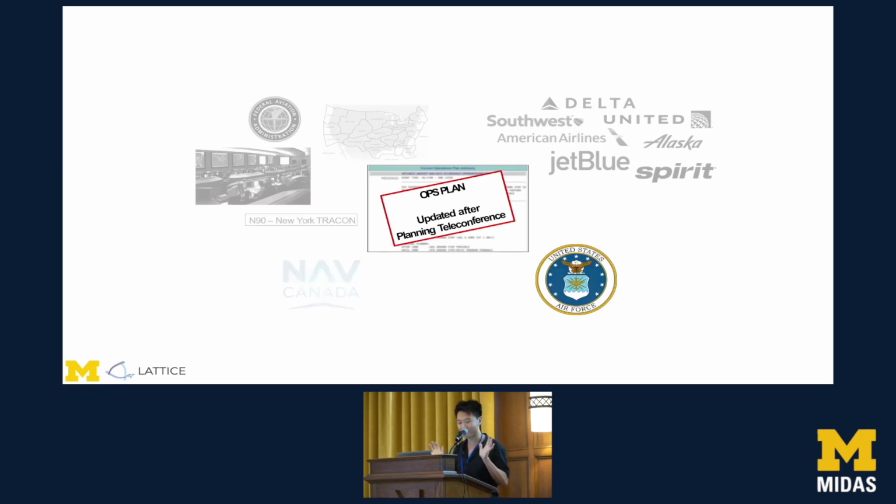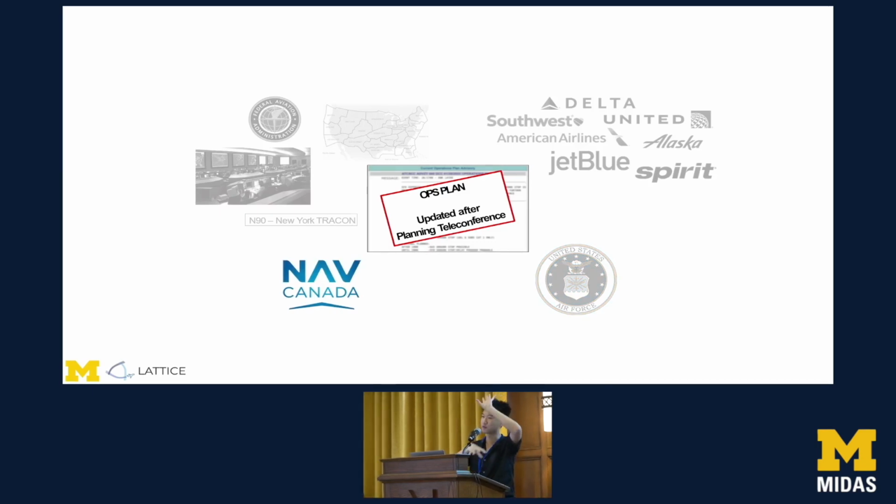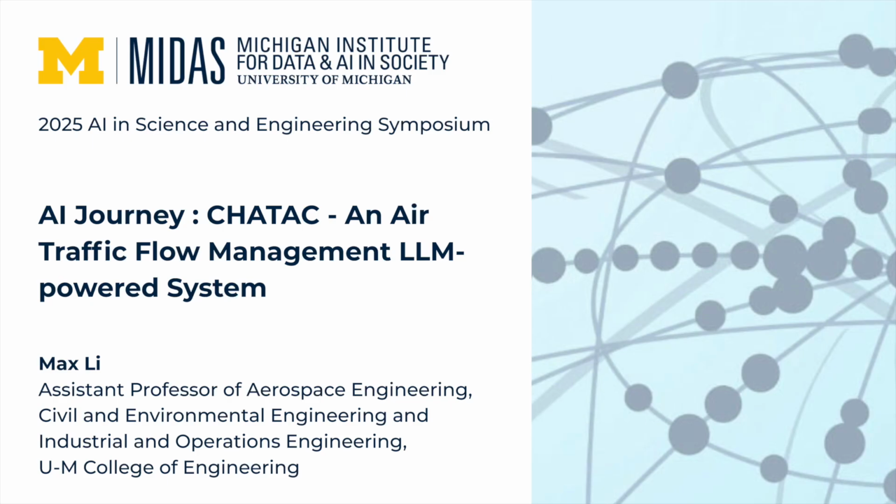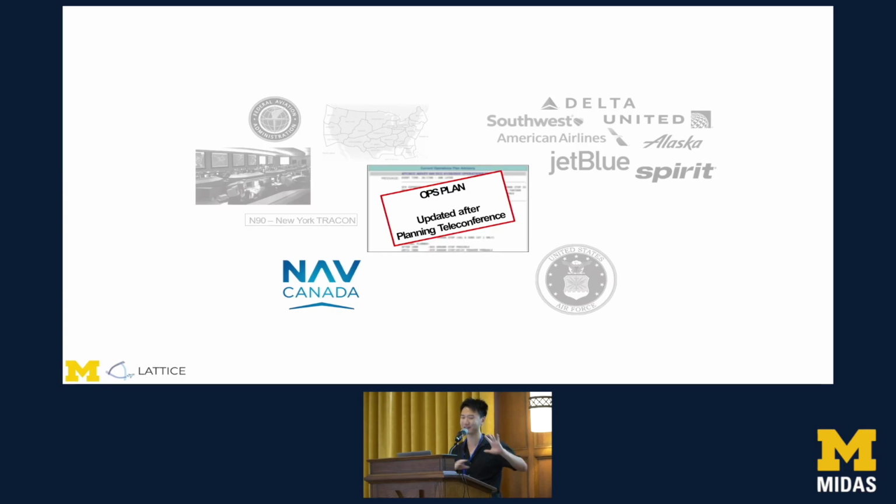And then finally, we have to play nice with our neighbors as well. We have both Mexican air traffic control and Canadian air traffic control to the north and the south. So there is coordination that's needed with these entities as well. And again, every single stakeholder here.